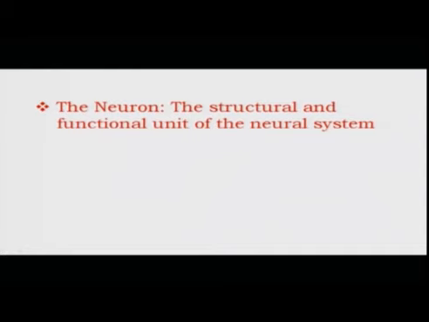Today's lecture we are going to talk about three things. First, we will talk about the neuron, which is the basic structural and functional unit of the neural system. Just like in an organism, the basic structural and functional unit is a cell, within the nervous system, the cell that makes up the nervous system is called the neuron.